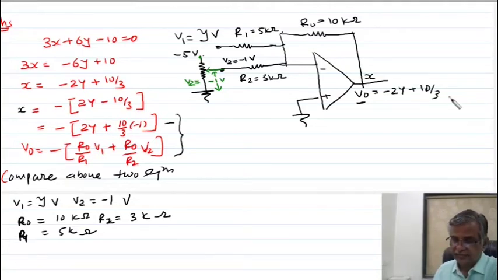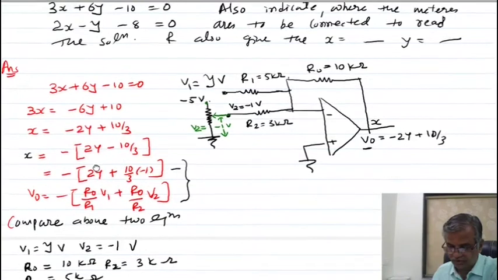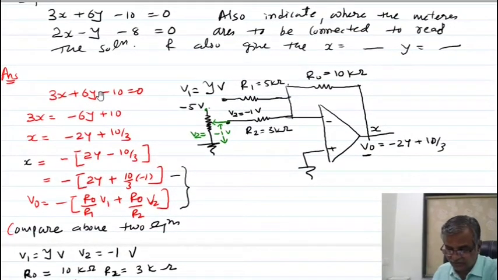Now let us see the second equation. What is the second equation? Look here. 2x minus y minus 8 is 0. Listen again. From the first equation, I get the value of x. By comparing these two, I find V1, V2, Ro, R1, R2. So that I have designed this summing amplifier circuit. This gives the value of x.